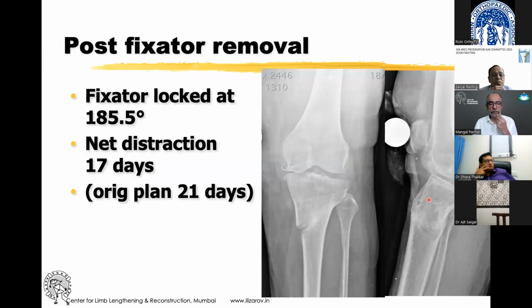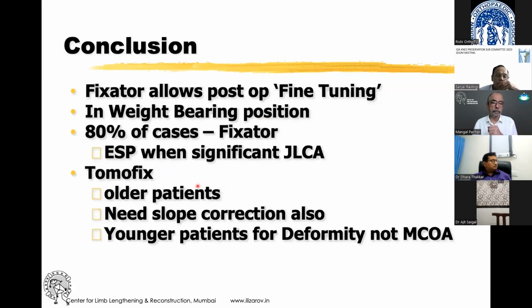So her fixator was locked at 185, and this is the picture at the end, maybe after the fixator was removed. You can see all of that has healed because of the gradual distraction and the bone that is formed. But the important thing here is that the net distraction was only 17 days, when as per the plan it was 21 days or X amount of millimeters. So in this particular situation, if we had only used the plate, as per the planning, we would have landed up with over distraction.